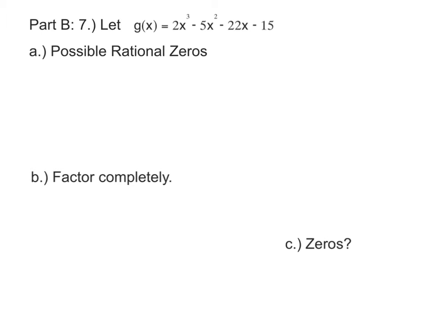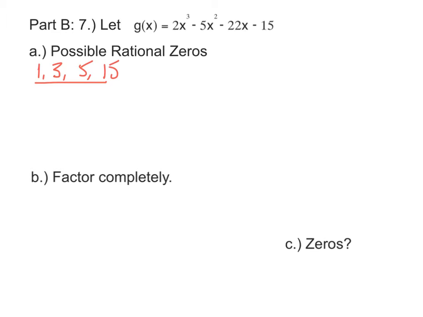In problem 7, g of x is going to equal 2x cubed minus 5x squared minus 22x minus 15. And the first step is to list all of the possible rational zeros. Now the rational zero theorem says that if there are any rational zeros, they should be a fraction. The numerator of that fraction is going to be a factor of this constant term, the 15. So we have to list all of the factors of 15. And that could be 1, or 3, or 5, or 15.